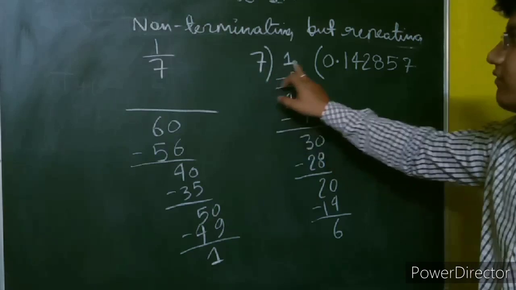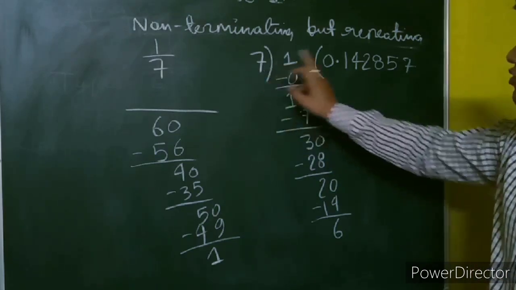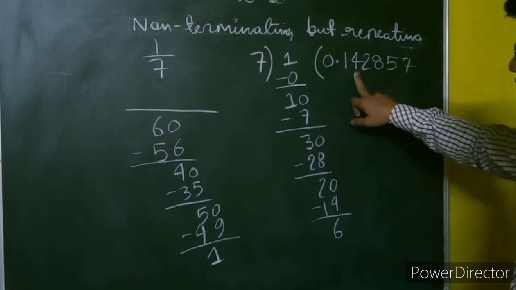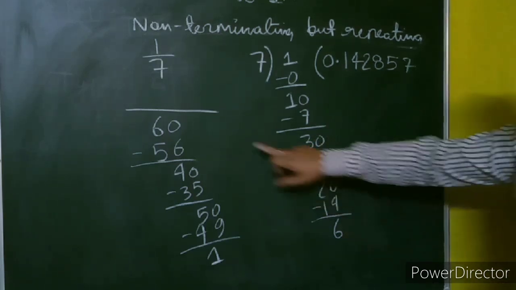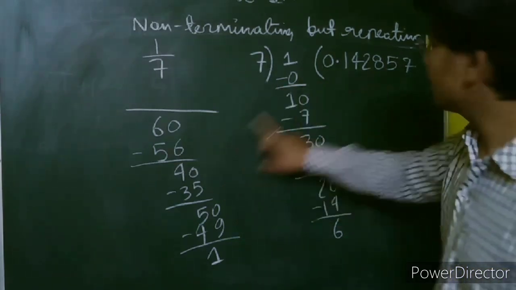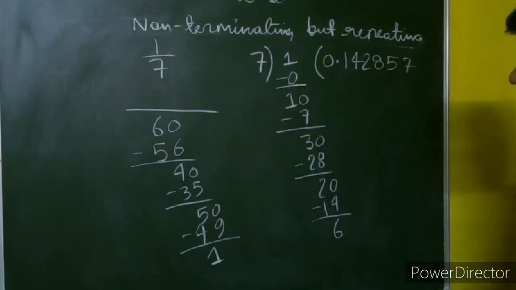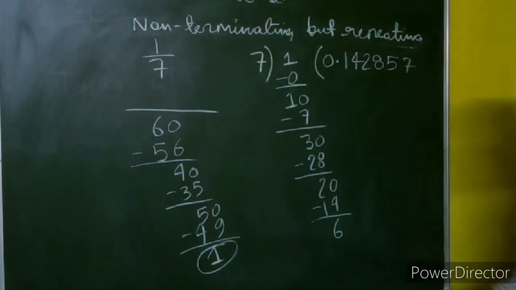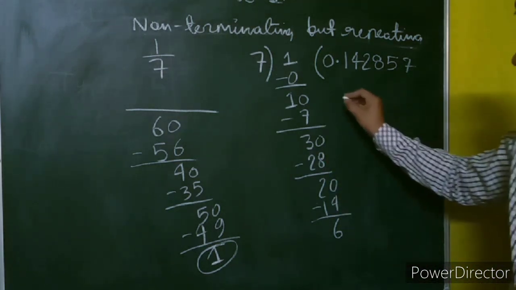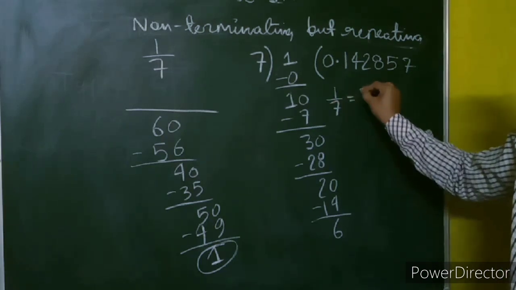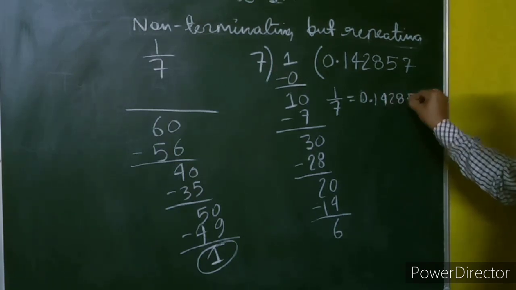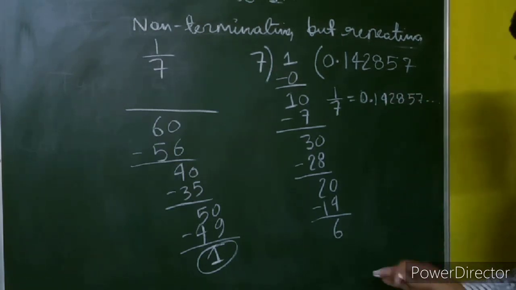So we are going to revise it. We have divided 1 by 7, so 0 came, then we have taken 1, then 0, so 7 ones are 7, then 7 fours are 28, then 7 twos are 14, then 7 eights are 56, then 7 fives are 35, then 7 sevens are 49. Now once again we are having here 1. It means that again it will be repeated like this only. So we can say here that 1 upon 7 equals to 0.142857 dash dash dash.